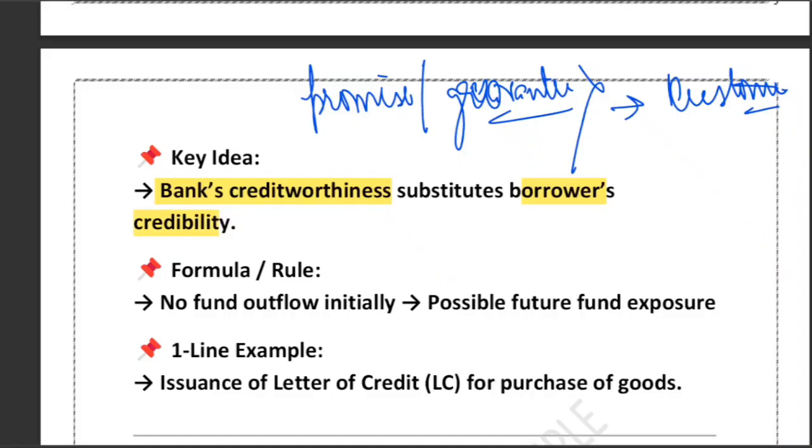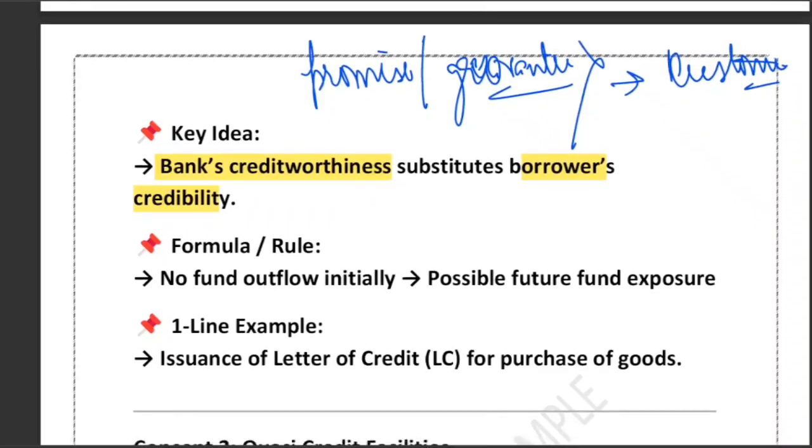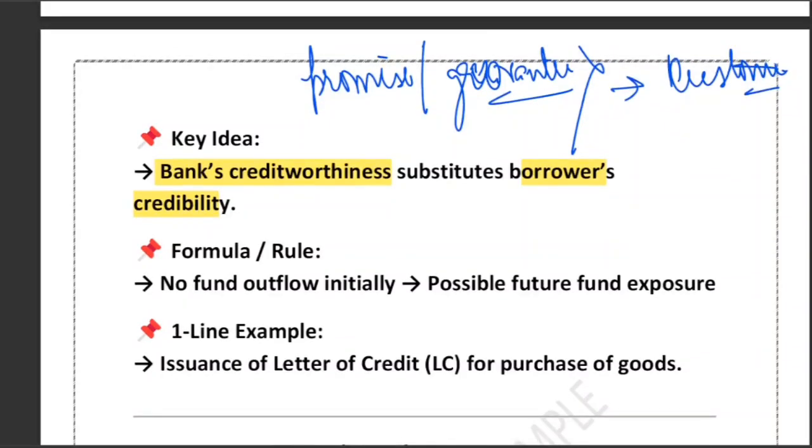The bank says, if my customer fails, I will pay, right? That is what the bank says. So remember this rule: no fund outflow now, but possible fund outflow in the future. No fund outflow initially, but possible future fund exposure. This is the key point to remember.